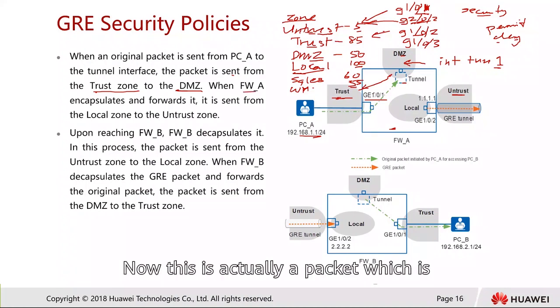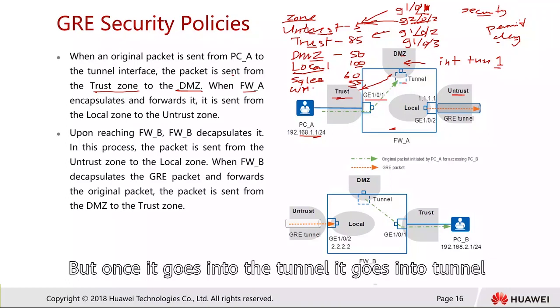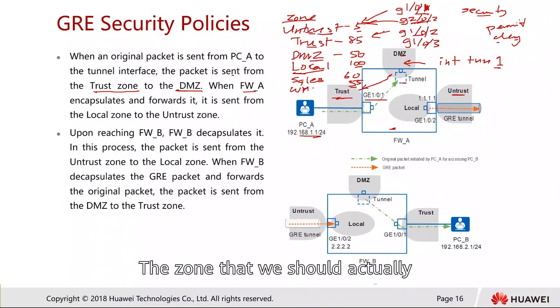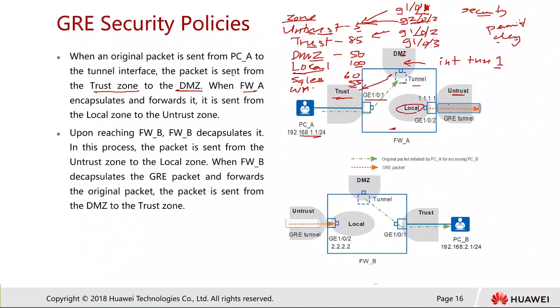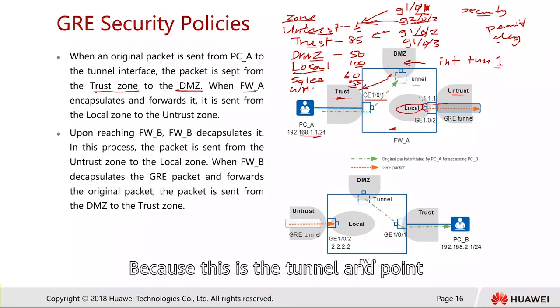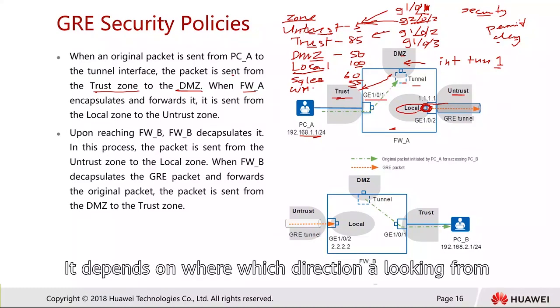Trust to DMZ, and we should permit. Now this is actually a packet which is before encapsulation. But once it goes into the tunnel, now guess what zone we should actually configure for the tunnel. The answer is surprisingly local, because this is the tunnel endpoint. You know, this is the endpoint of the tunnel, or maybe you can call it the starting point. It depends on which direction you are looking from.